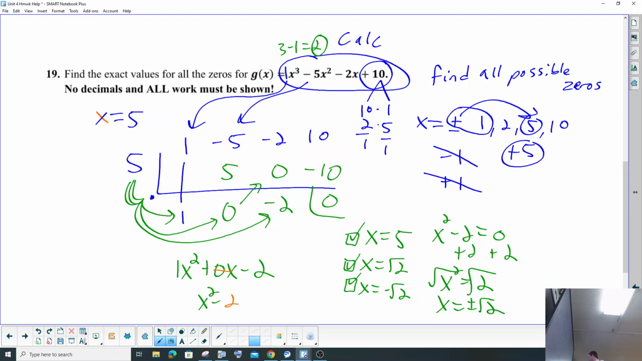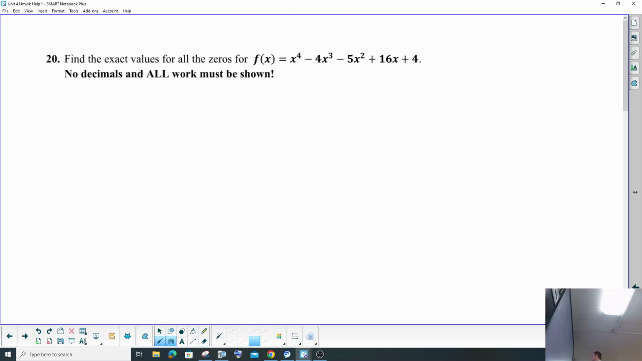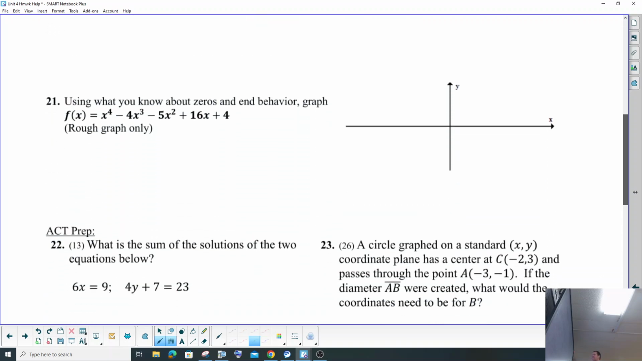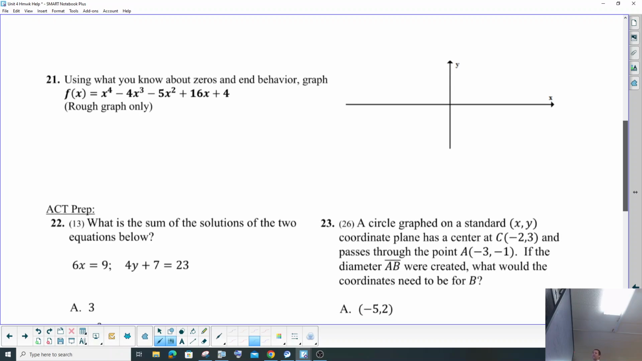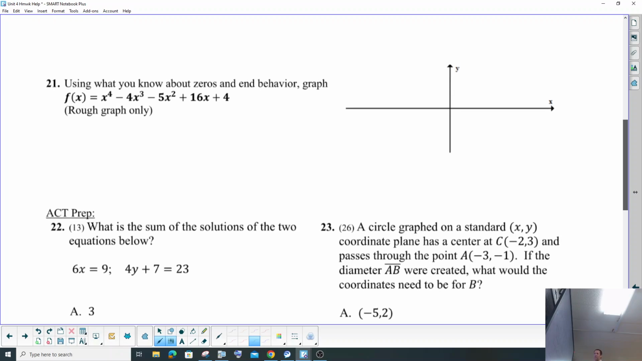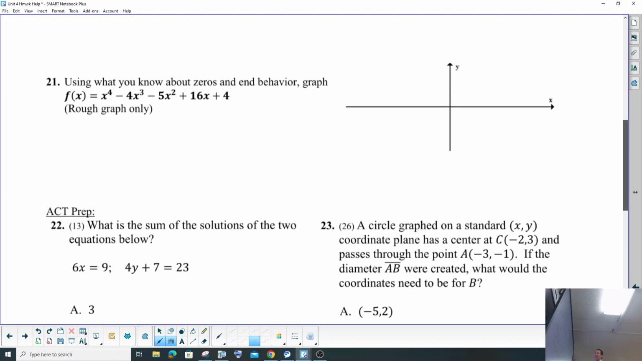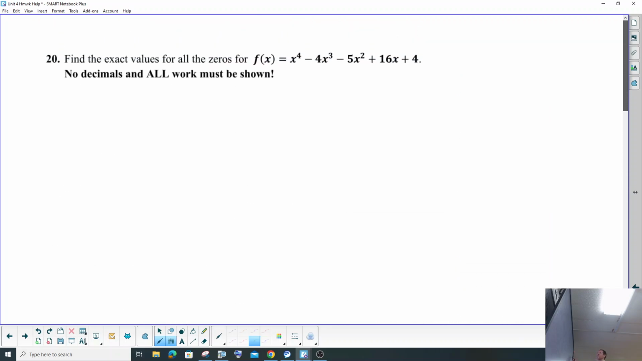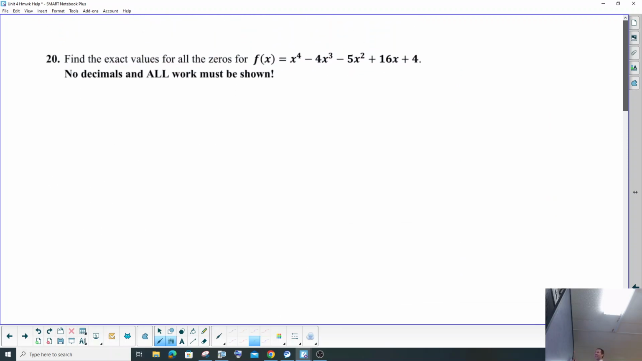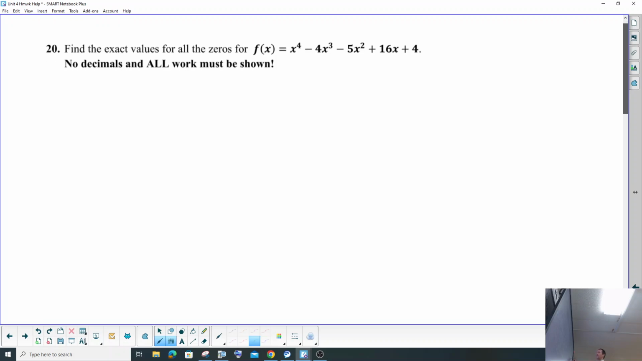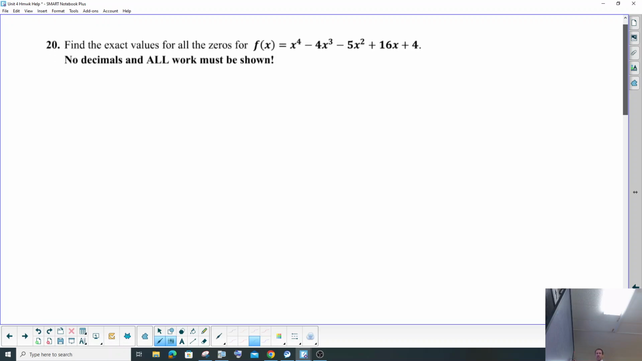So you try 18, you try 20, you try 21 on your own. You got this. Using what you know about zeros and behavior, do a rough graph. Remember, find all the zeros for this one that we just did. So 20 and 21 are kind of together. They help you find the roots, and then synthetic division. You might have to do factor by grouping, honestly, for number 20.